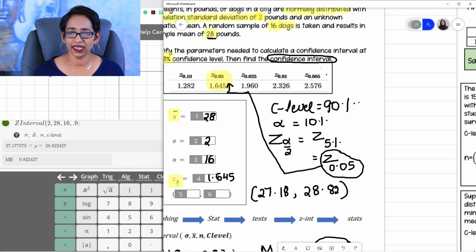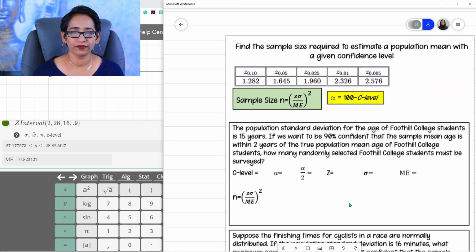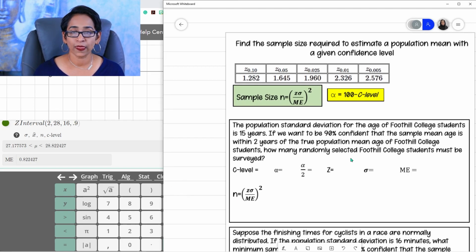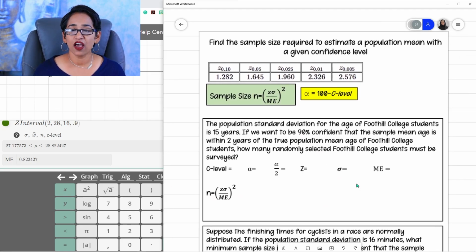Let's take a look at the next problem. Okay, so the next problem is find the sample size required to estimate the population mean with the given confidence level. So you're going your way backward. They're asking you to find the sample size. So let's go ahead and take a look at the first problem here.